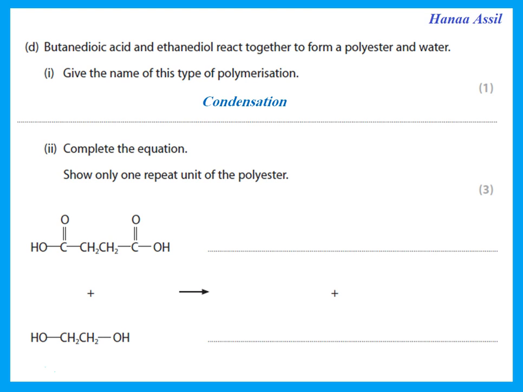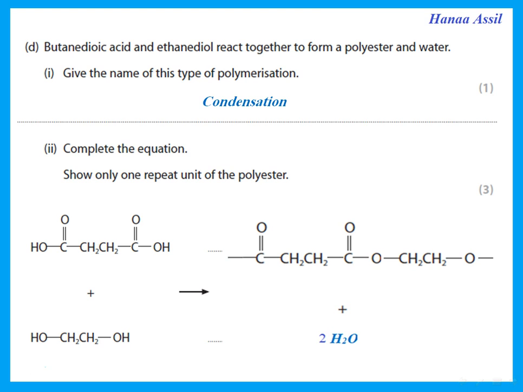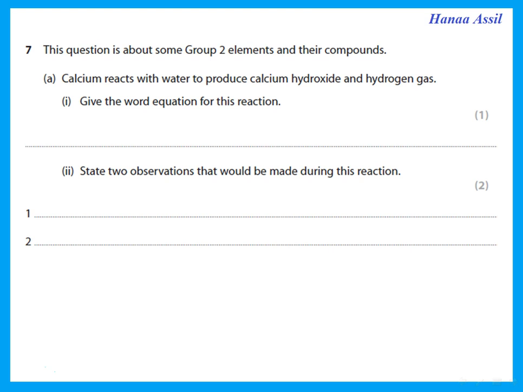So he's giving you the structure of butane dioic acid and ethane diol. When we join them, again, remember, we remove OH from the acid and H from the alcohol on both ends. So you end up with this structure and two molecules of water.